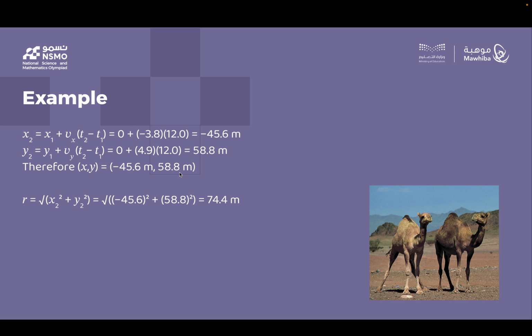Part B asked for the distance of the camel from the origin. We can calculate this using the Pythagorean theorem, using the final coordinates that we just calculated. So r is equal to the square root of x2 squared plus y2 squared. Just plugging in the numbers, we get the final result of 74.4 meters.